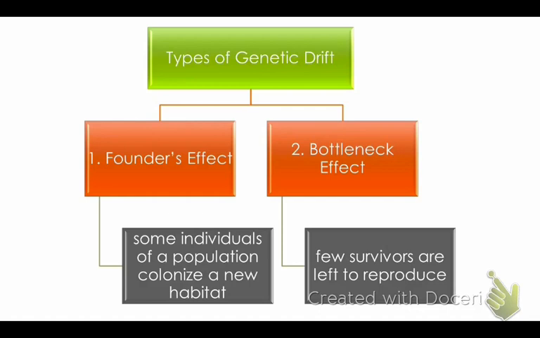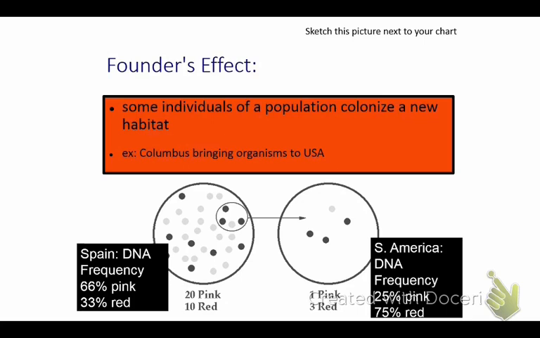So now you can fill in this handy-dandy little chart. There are two types of genetic drift, founder effect and bottleneck effect. The founder effect is when some individuals of a population colonize a new habitat. Bottleneck effect is when few survivors are left to reproduce. So, founder effect: some individuals of a population colonize a new habitat. Okay?